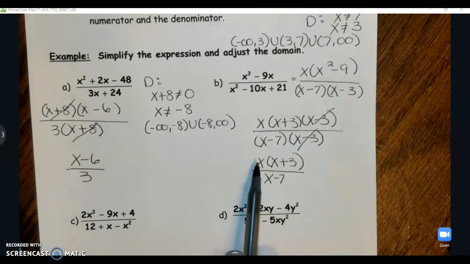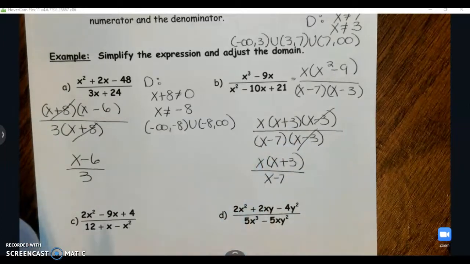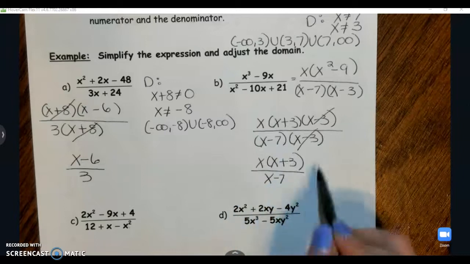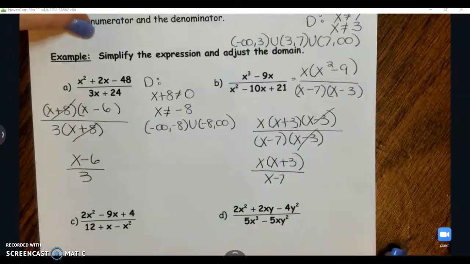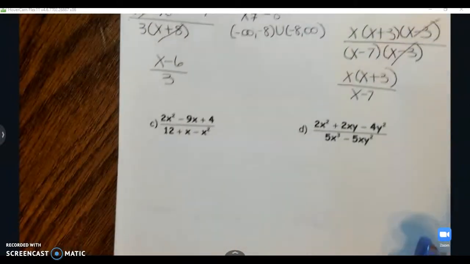Now, you might be tempted to distribute that x, and that would be fine, but that's just extra work because we're not going to be able to simplify anything further than that. So it is acceptable to leave your expression in this form. All right, let's keep going.